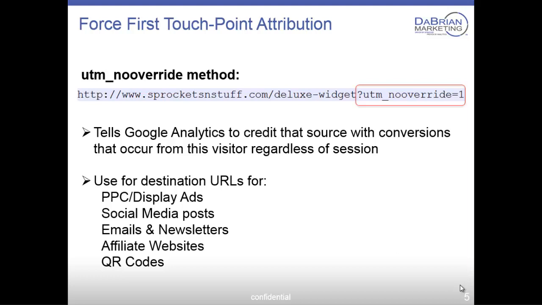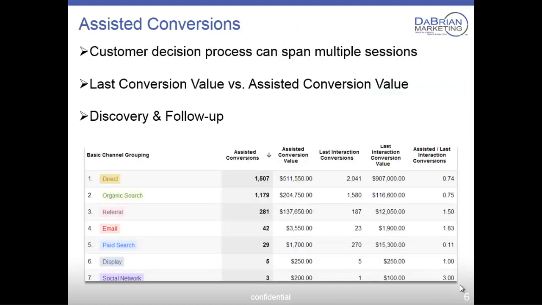One of the biggest things to keep in mind in all of this is that, especially with e-commerce websites, the customer decision process can span multiple sessions. They might bounce back and forth on your site to external reviews, to reviews of your products on your actual site before they actually decide to purchase the product or fill out the form, so on and so forth.